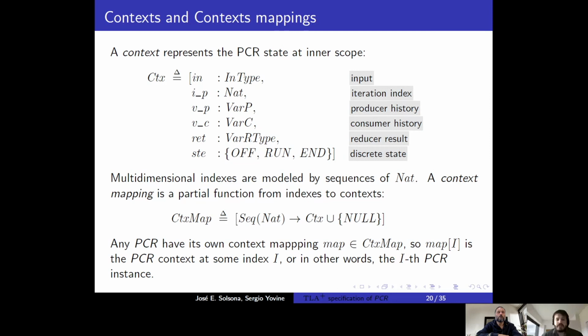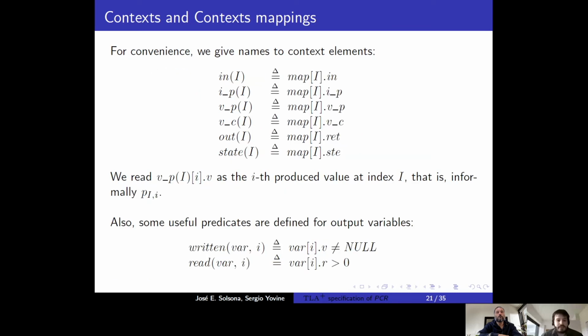Multidimensional indexes are modeled by sequences of NAT. A context mapping is a partial function from index to context. Any PCR has its own context mapping map. So map of capital A is the PCR context at some index capital A. For convenience, we give names to context elements, as you see here. We use record notation to denote the values at any index.